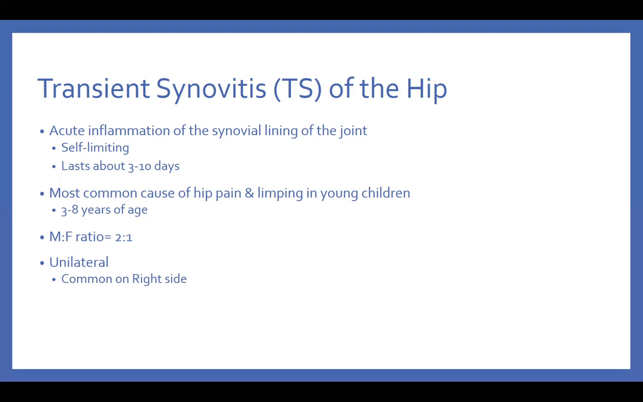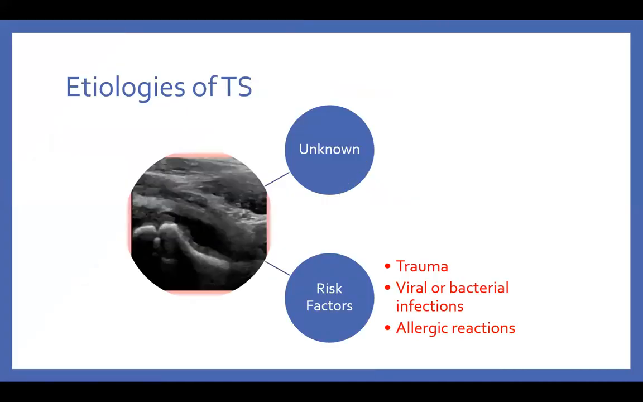The question here is always, unilateral? No, I said most commonly occurs on the right side, but it can be bilateral, which is seen in 5% of the cases. So what are the causes of transient synovitis? What is the etiology? In many of the cases, really, we do not know.